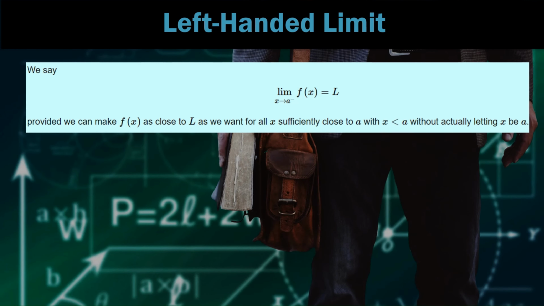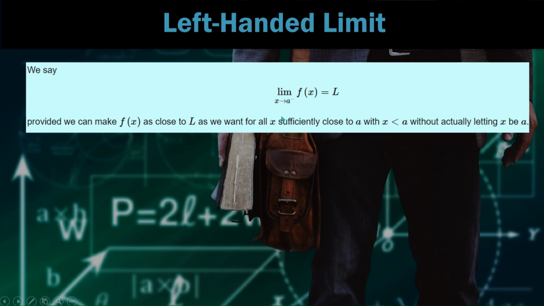The definition of a left-handed limit states that the limit of the function f of x is equal to L as x approaches a, provided that we can make the function f of x as close to L as we want for all x sufficiently close to a with x less than a, without actually letting x be a. If you have observed, this definition is actually very similar to the previous one, and the only difference is this. And by the way, if you have observed the limit, there is a negative here. This is actually the symbol of a left-handed limit.